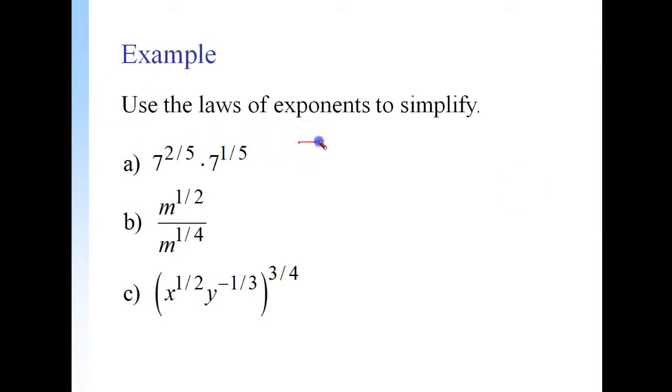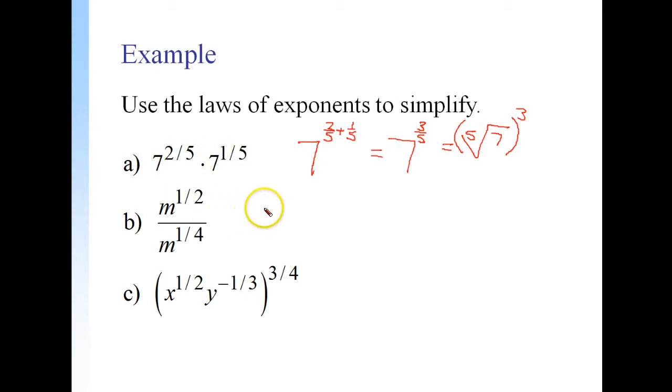So we have 7, and we're going to add 2/5 plus 1/5. We're just adding exponents, and you have to have the same denominators. So this becomes 7 to the 3/5. Use the law of exponents to simplify. Now, you could leave it this way, or if they wanted, convert it to the fifth root of 7 to the third power.